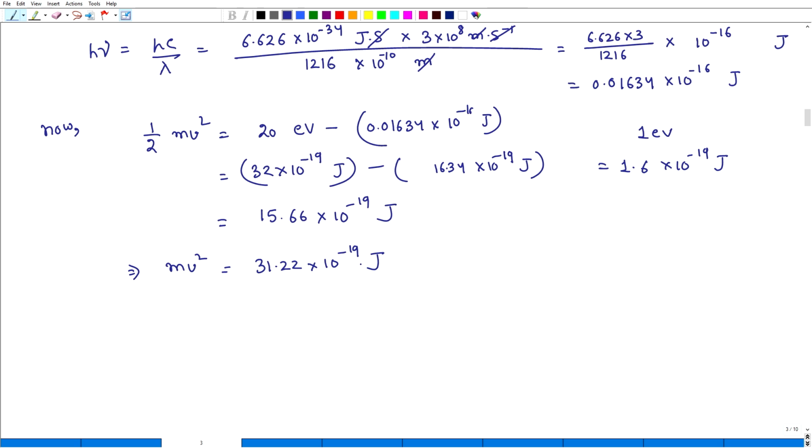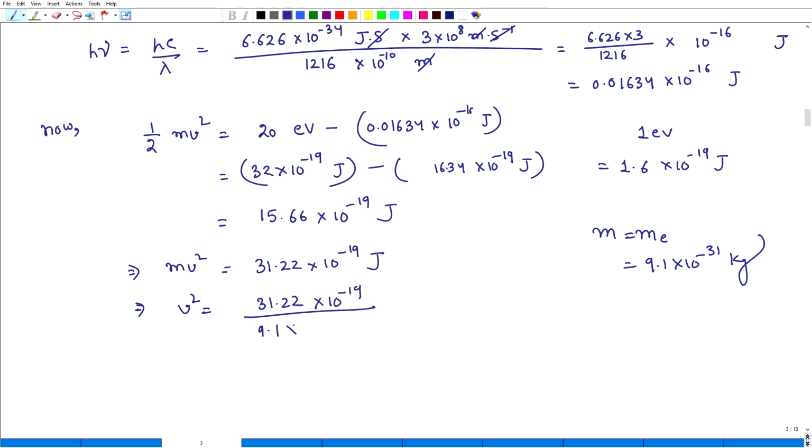This is m v square, and m is the mass of the electron. What is the mass of the electron? 9.1 into 10 to the power minus 31 kg. So v square will be just this divided by that. The unit is joule per kg, and joule is energy, meaning Newton meter. Newton is kg meter per second square. So the unit is kg meter square second to the power minus 2 divided by kg. So kg will cancel out, leaving meter square second to the power minus 2.